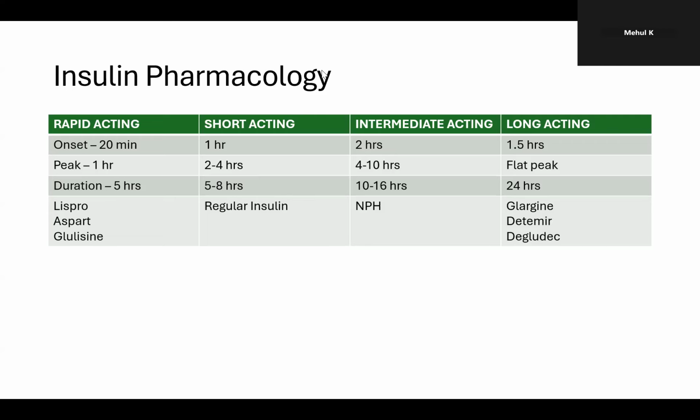But again, there's a cost issue here. Short acting regular insulin is much cheaper than rapid acting insulin. So the basic options are that for bolus insulin, we have rapid acting and short acting. For basal insulin, you have either long acting insulin, or if that is not available, you can try intermediate acting insulin as well.